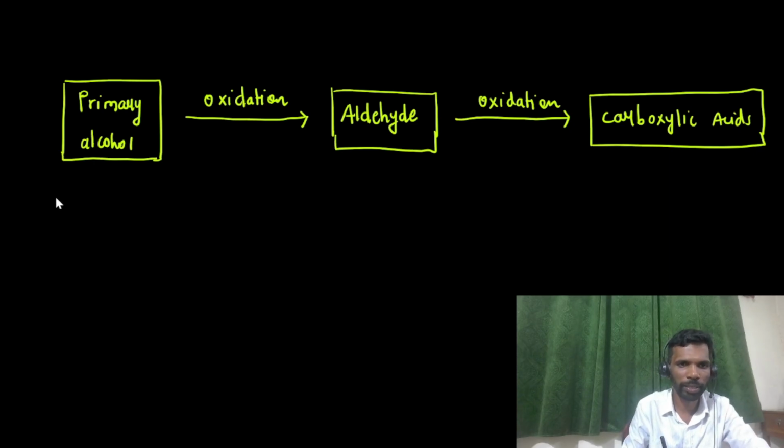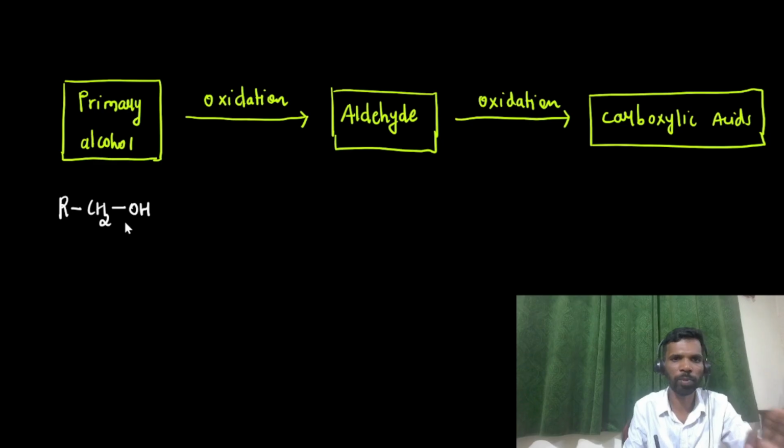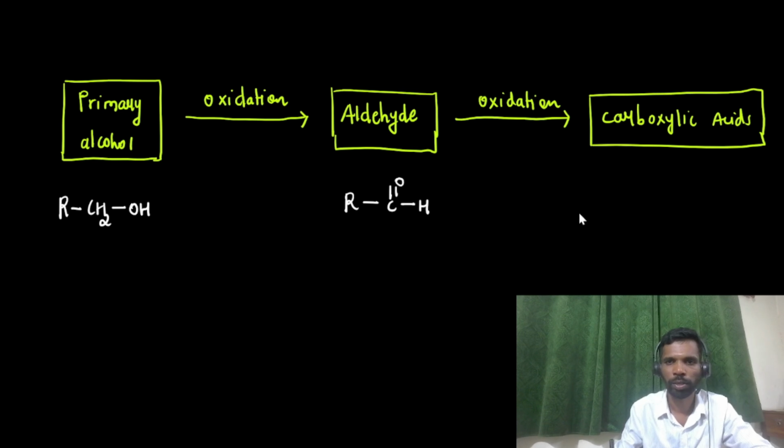I'll write a simple example over here. Primary alcohol example is this, right? RCH2OH. This is a primary alcohol. This is how we generally represent primary alcohol. It will get converted to aldehyde, RCHO. And further, carboxylic acid is written this way, RCOOH.